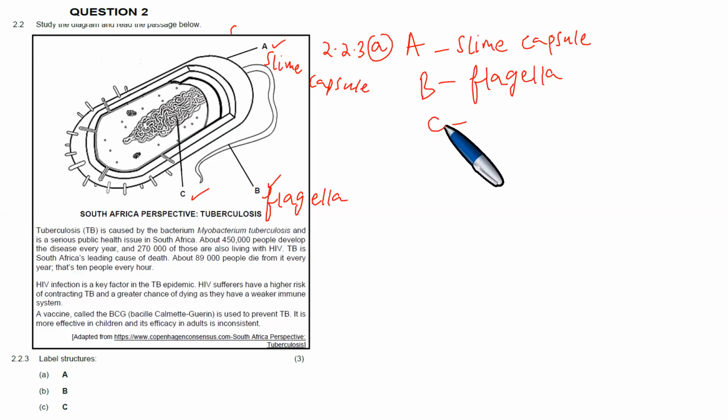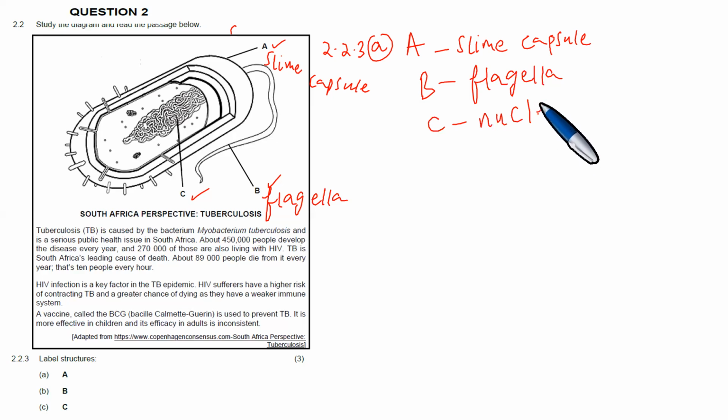Part C is actually very important. It's an important part of the Mycobacterium tuberculosis. And what is it called? You must be able to label the structure of the tuberculosis, and that is called the nucleoid.